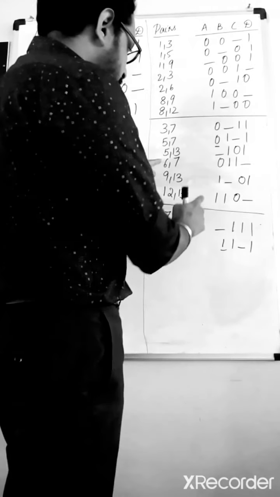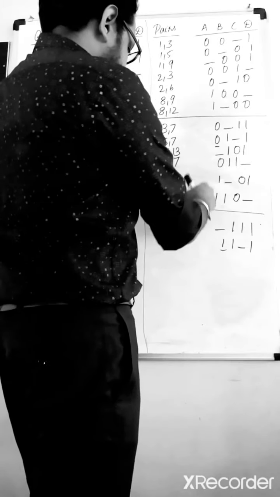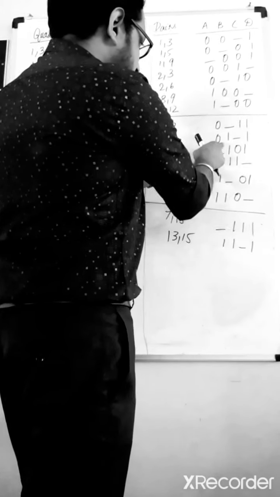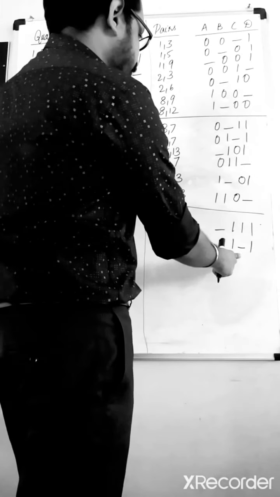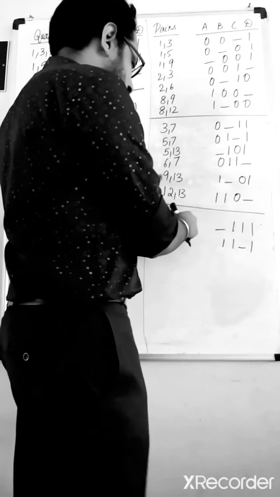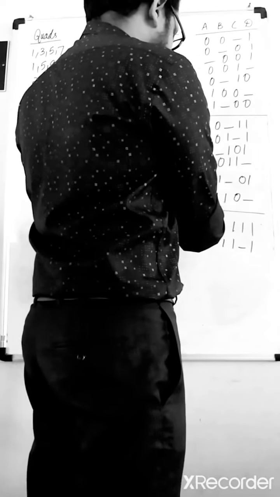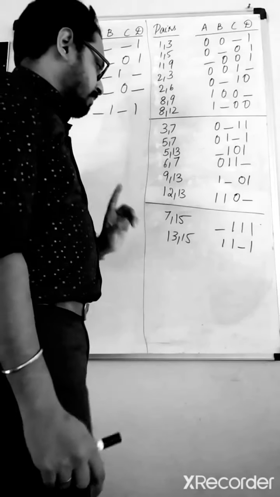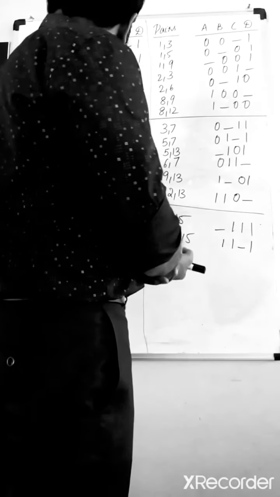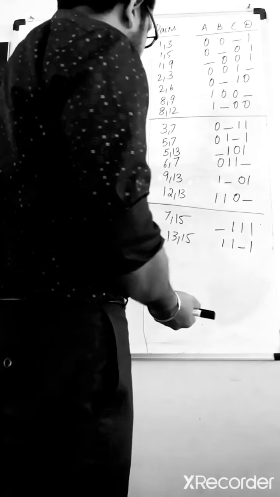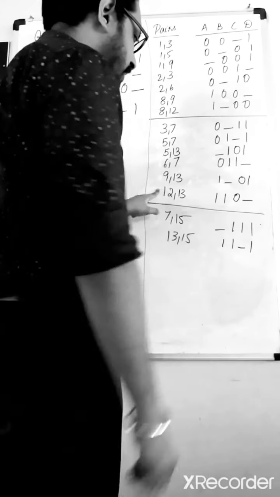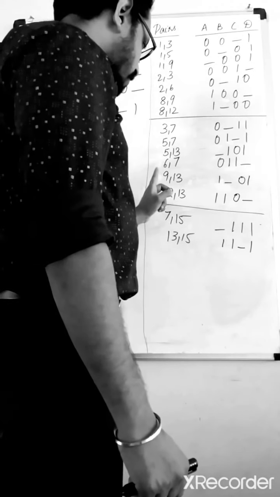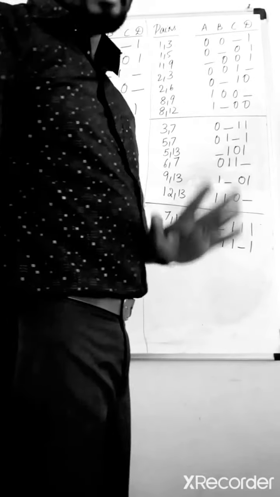Okay. Next is 6 7. 6 7 7 15, not possible. 6 7 13 15, not possible. 9 3 7 15, not possible. 9 13 13 15, not possible because of repetition. Okay. Next is 12 13. 12 13 7 15, not possible. Different position for dash. Next is 12 13 13 15, not possible because of redundancy.